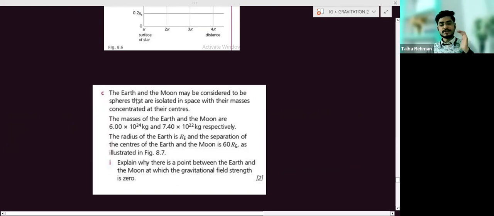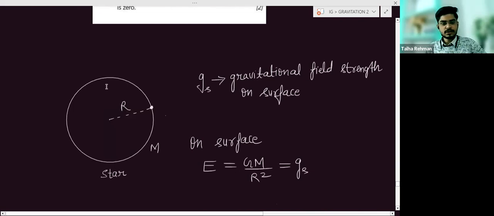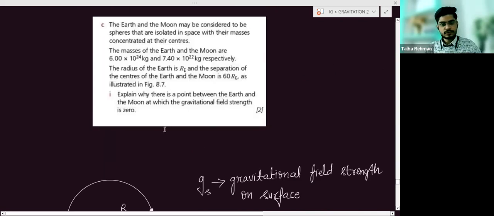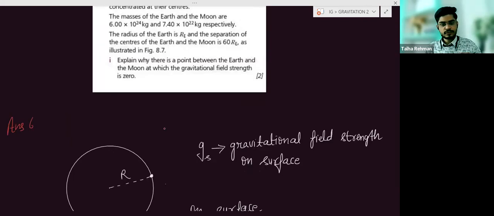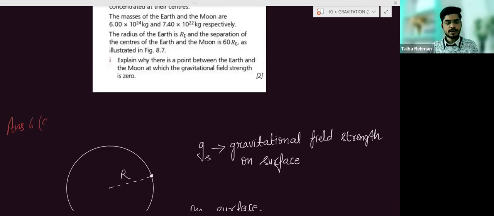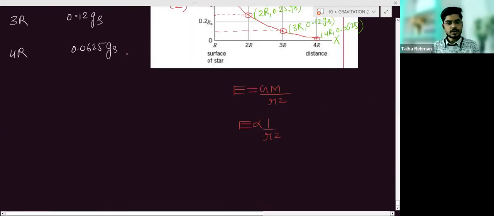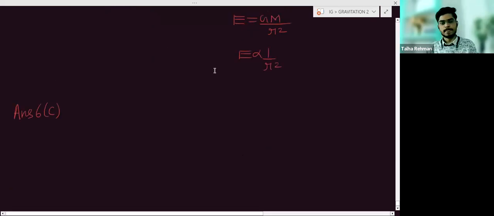In question number C, they are saying the Earth and the Moon may be considered as spheres. We are solving this question. We have completed answer number 6 of A and B. Now we will solve answer number 6 of C.